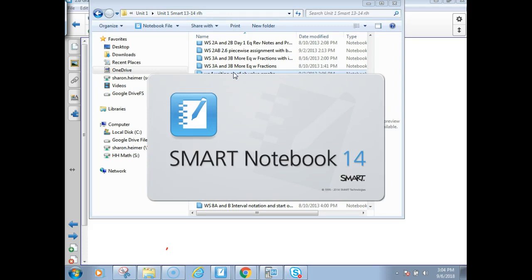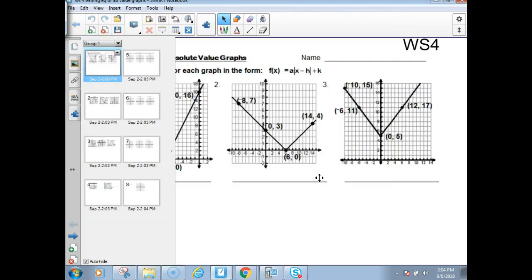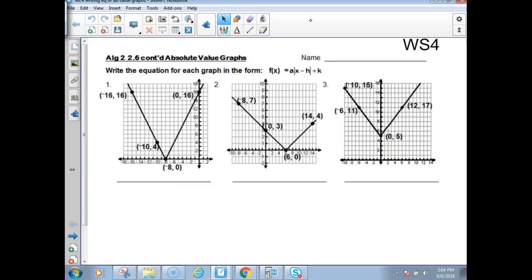Okay, if you understood what we were just doing, now we're going to go in reverse. We're going to start with the picture and write the equation. All right, so you may wish to write down the format. Well, there it is. The format's right there. We need to figure out A, H, and K.